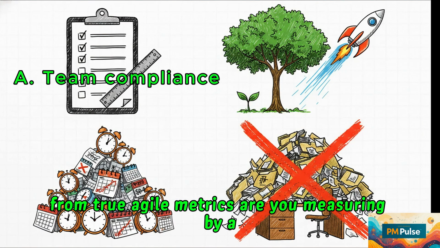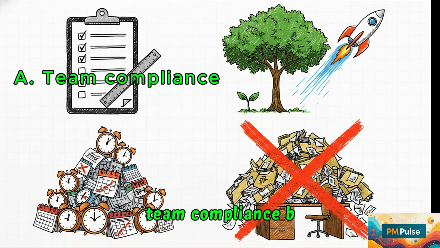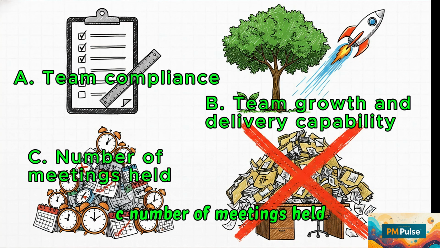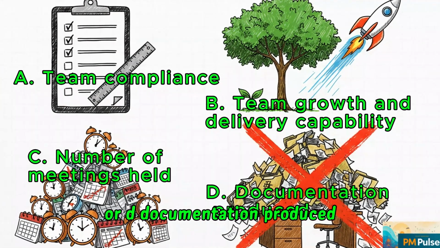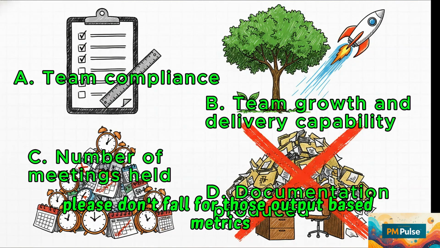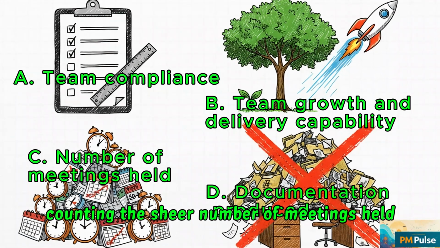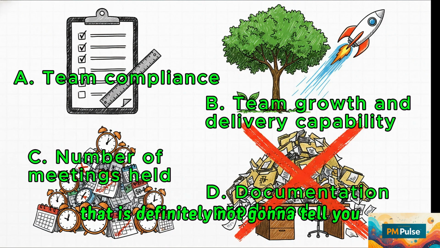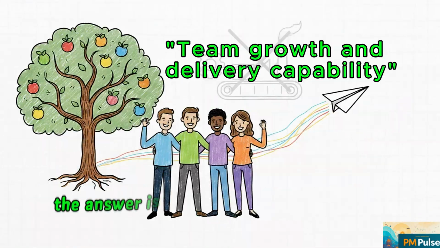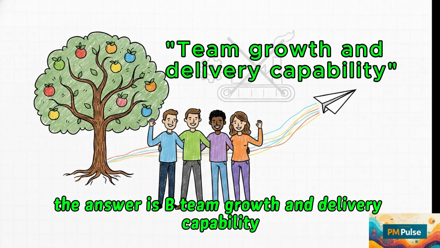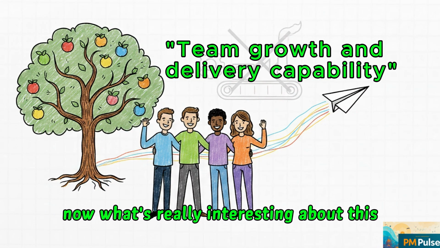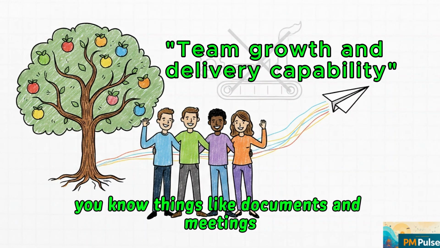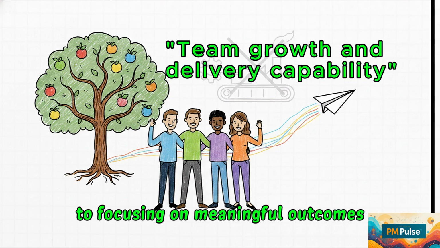Are you measuring by A, team compliance, B, team growth and delivery capability, C, number of meetings held, or D, documentation produced? Please, don't fall for those output-based metrics. Counting the sheer number of meetings held or weighing the documentation produced, that is definitely not going to tell you if you're a successful servant leader. The answer is B, team growth and delivery capability. Now, what's really interesting about this is the fundamental shift from focusing on raw outputs, things like documents and meetings, to focusing on meaningful outcomes.